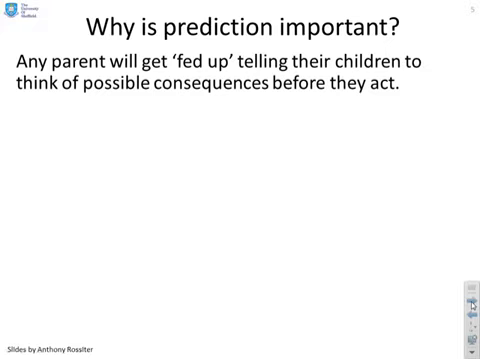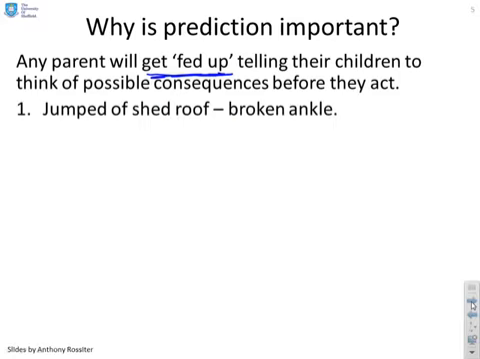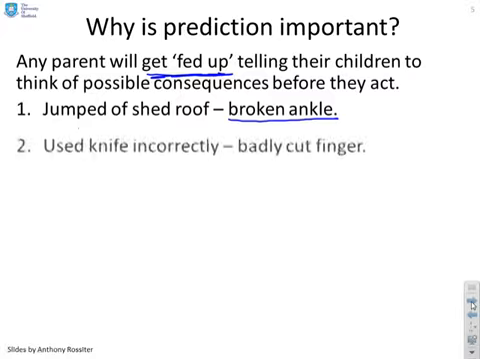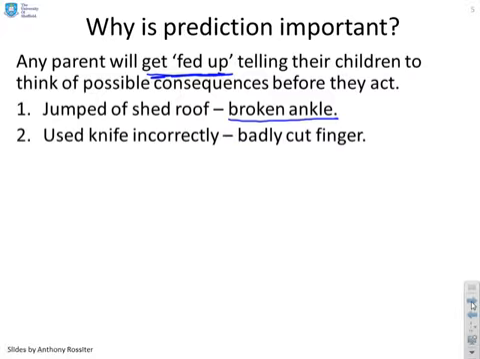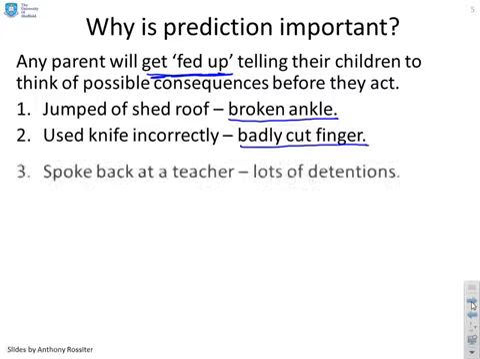Now, anyone who's a parent or a teacher or something like that will no doubt be totally fed up with telling their children to think of consequences before they act. It's something that children are particularly bad at, thinking through consequences. Some examples. They just jumped off a shed roof and they ended up with a broken ankle, which probably could have been anticipated as a high risk. They used a knife incorrectly or carelessly and they ended up with a badly cut finger. Hopefully they didn't cut their finger off, but it could be done.